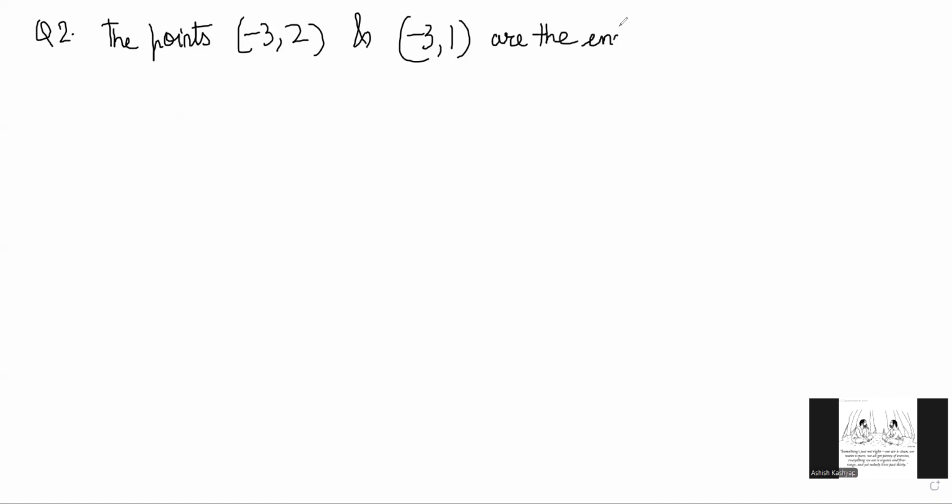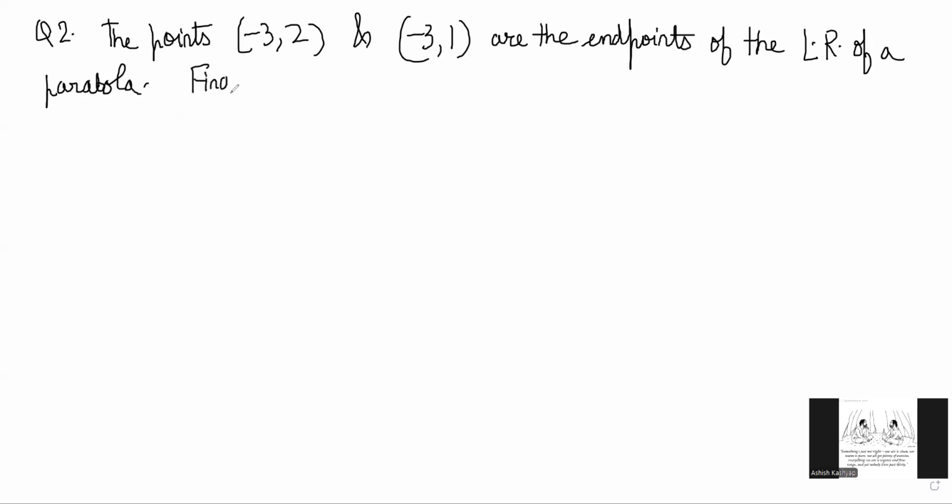This says the points (-3, 2) and (-3, 1) are the endpoints of the latus rectum of a parabola. We have to find the equation.